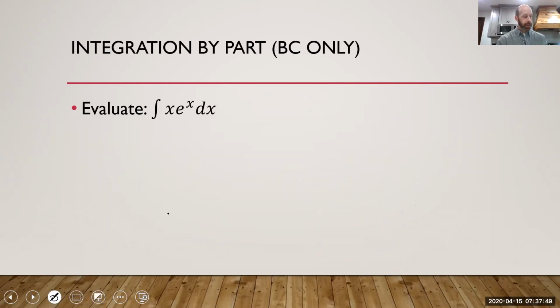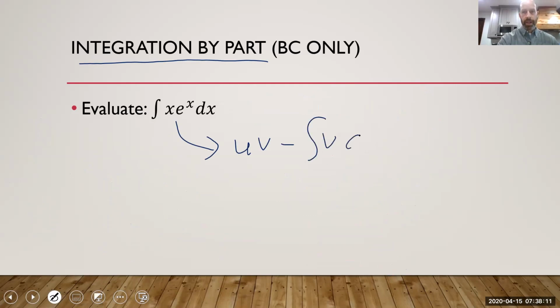Okay, so now this next example is only for Calc BC, and I know we're getting to that 10-minute mark. So this is Calc BC, Calc AB students, you can disregard this. So this is integration by parts. So here what we're trying to do is we're going to try to convert this into uv minus the integral of v du. So we want to try to figure out what substitutions to make here. And so we use LIATE.